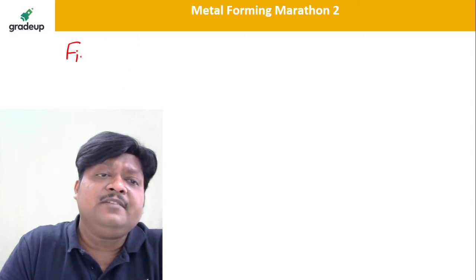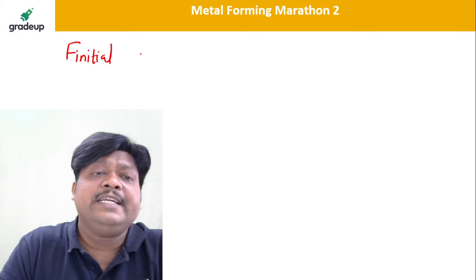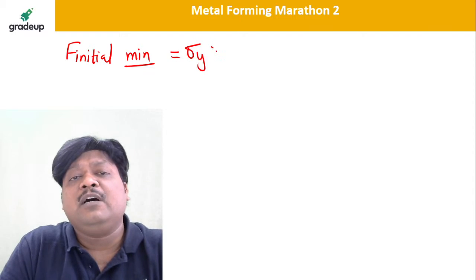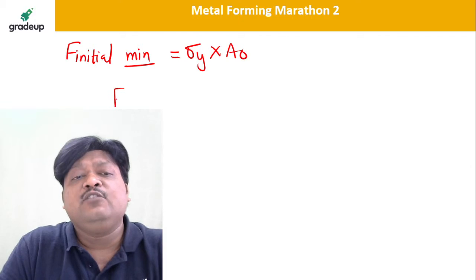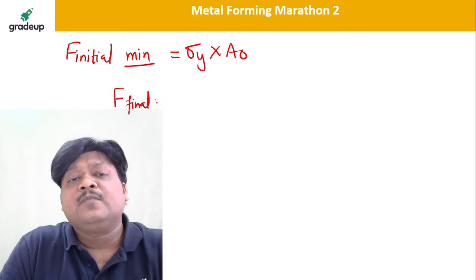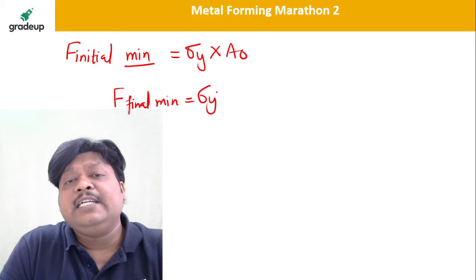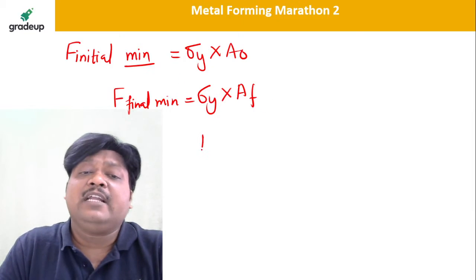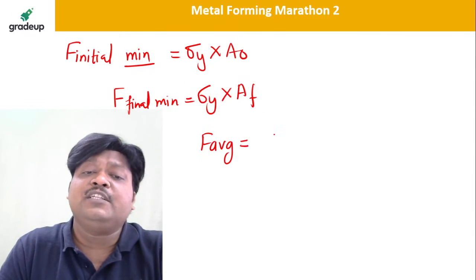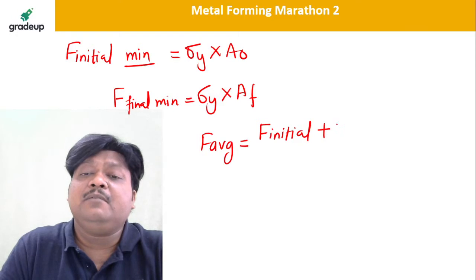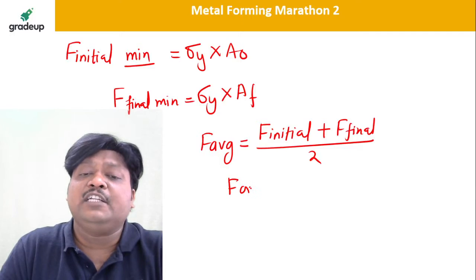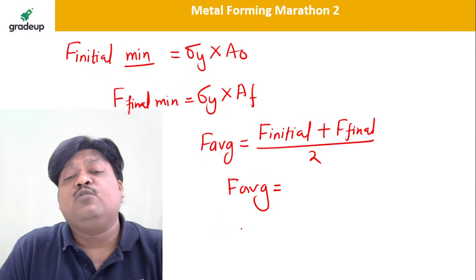The initial force, which is minimum: F minimum initial, you can calculate simply as the flow stress sigma y into the original cross-section area. Then you can find F final minimum, which is sigma y into A final. From these minimum forces you can calculate the average force required for the operation, which is F initial minimum plus F final minimum divided by 2. Once you get this average force, we can go on calculating the work done.